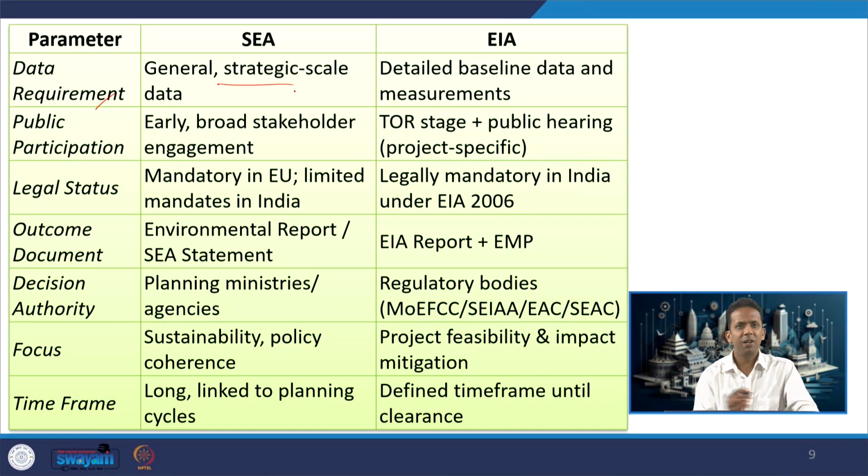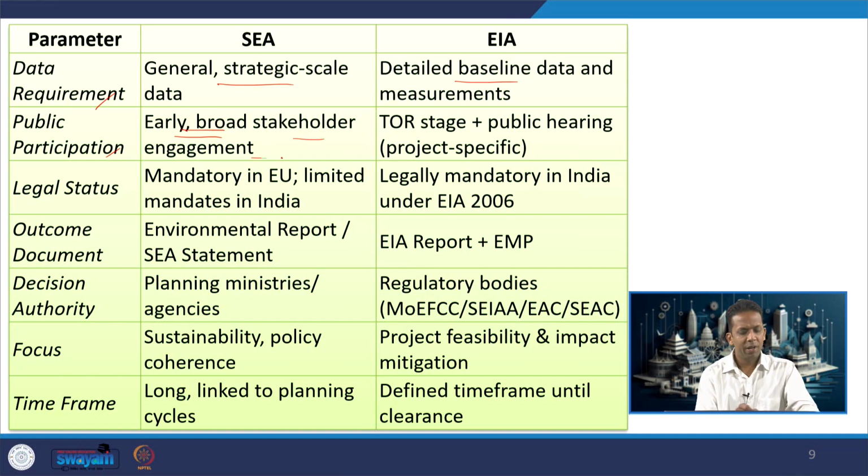There are other parameters like data requirement. In SEA we need mainly general data, the strategic scale data, but in EIA we need detailed baseline data and measurements so that environmental impact can be calculated. Public participation in SEA is at a very early stage when the project is at the thinking stage or at the designing stage, it is not finalized yet.